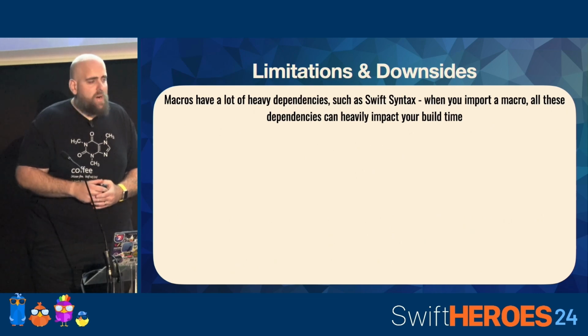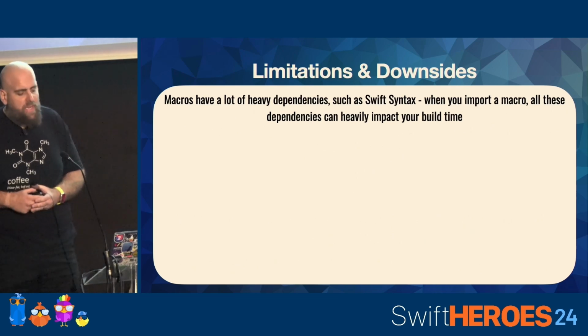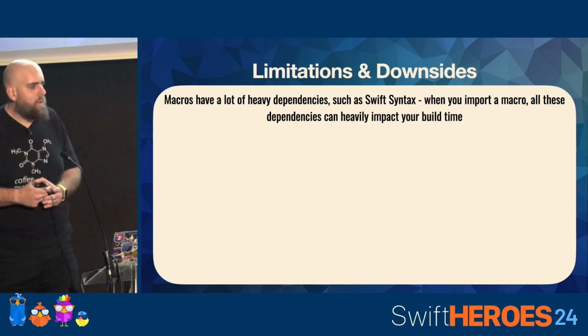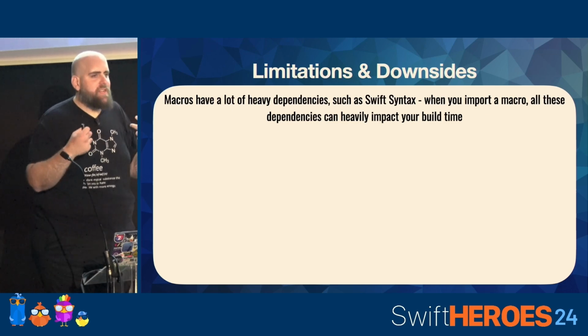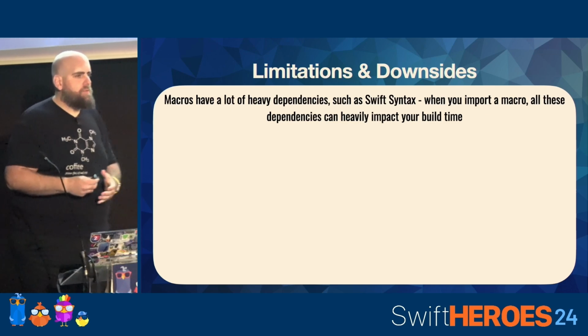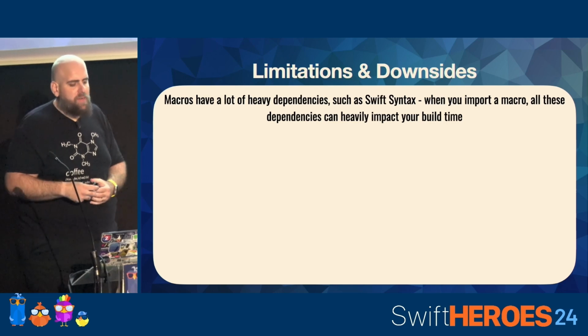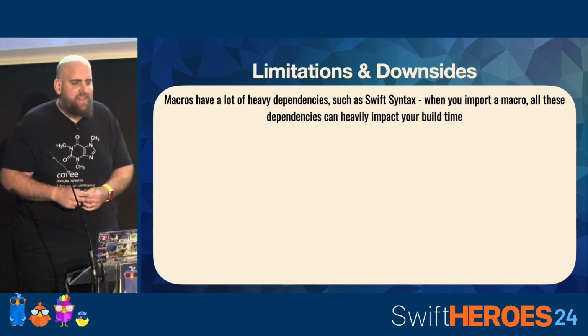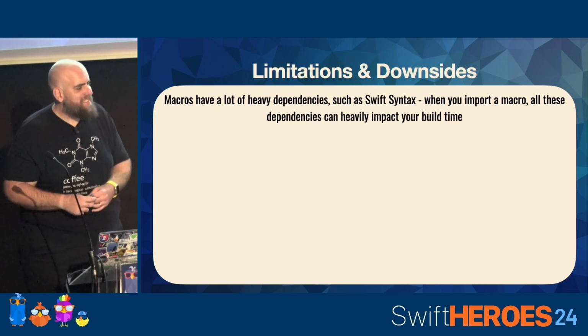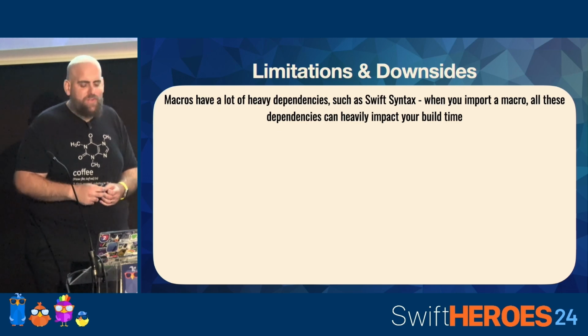Finally, this is a big one that Pedro also mentioned. Macros have a lot of dependencies. When you are pulling a macro, you are taking Swift syntax with it. Swift syntax has a huge build time issue right now. It can add a few minutes of build time. The Apple team is aware of it. I think they will be working on a solution. If you're using Tuist, you can get it cached as a binary, and that will save some time.